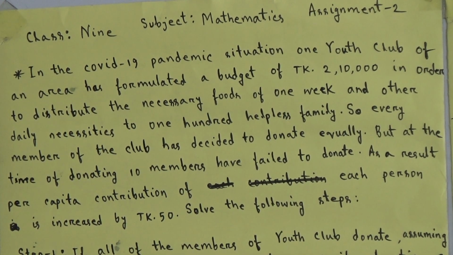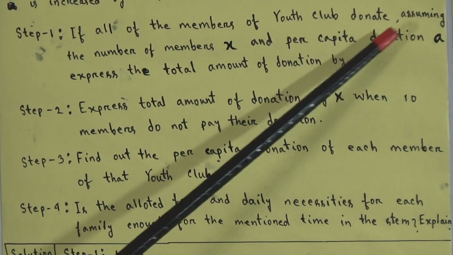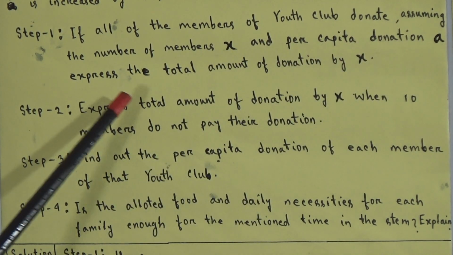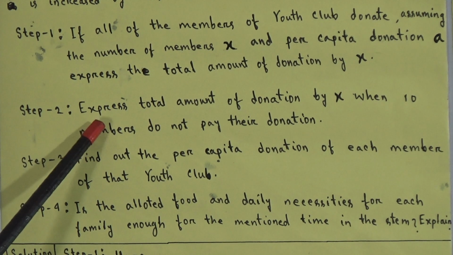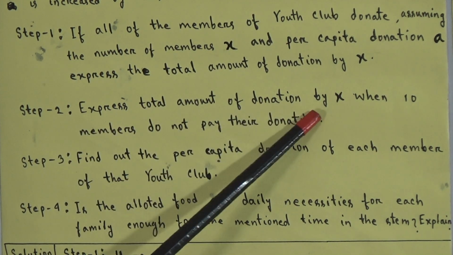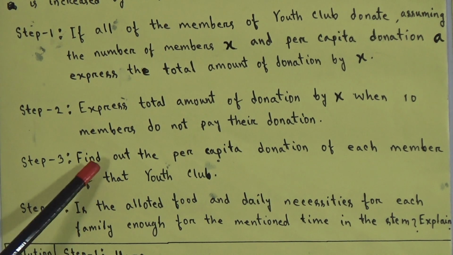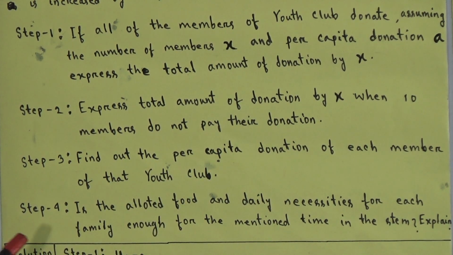Now solve the following steps. Step 1. If all the members of the youth club donate, assuming the number of members X and per capita donation A, express the total amount of donation by X. Step 2, express the total amount of donation by X when 10 members do not pay their donation. And step 3, find out the per capita donation of each member of that youth club. Now step 4, is the allotted food and daily necessities for each family enough for the mentioned time in the stem? Explain. Okay, dear students, now we'll solve.